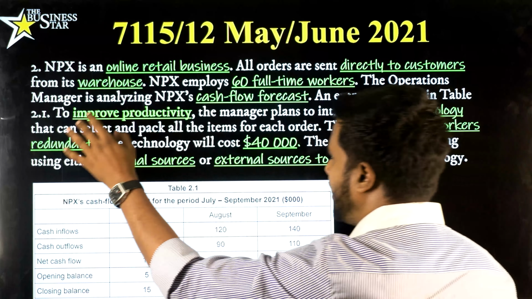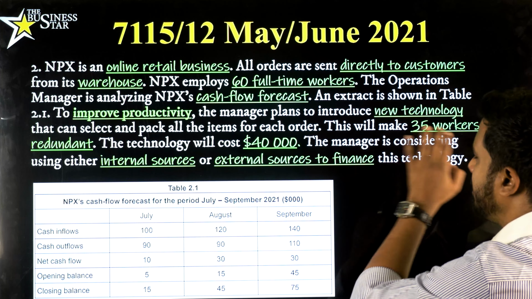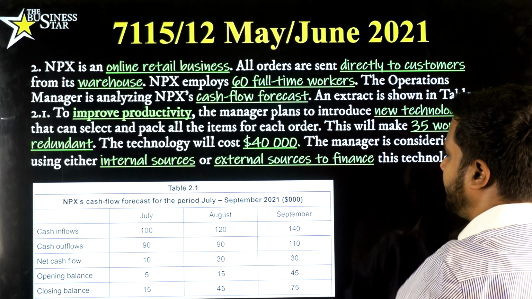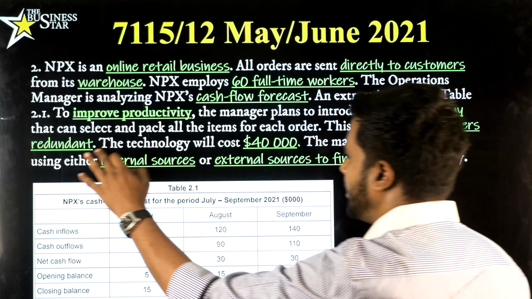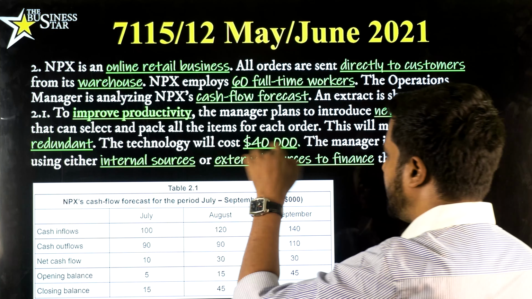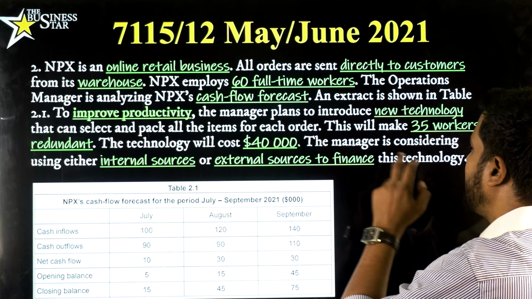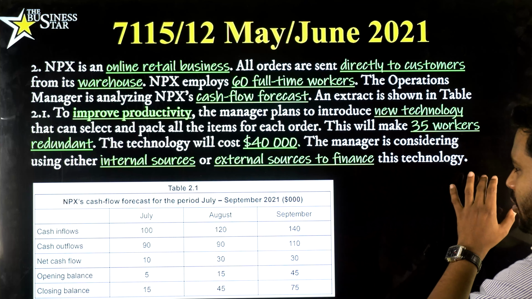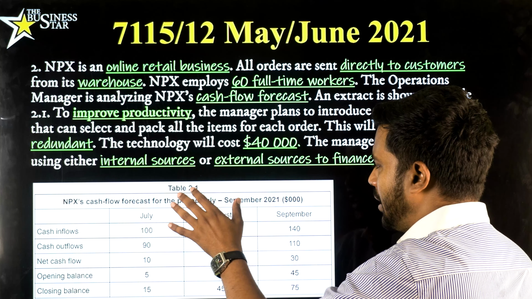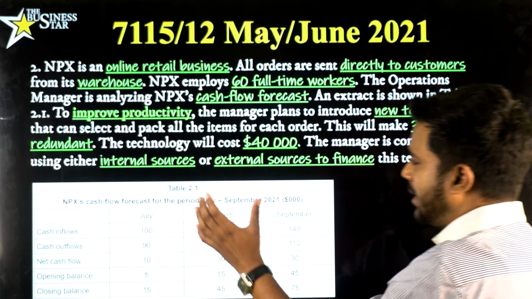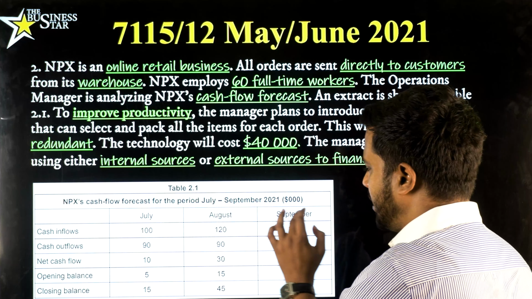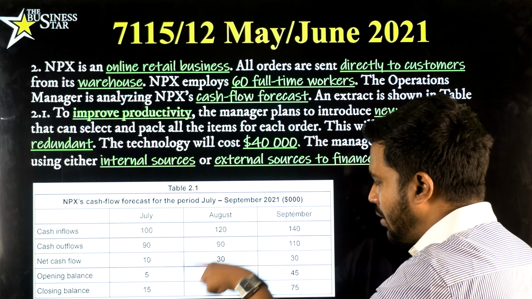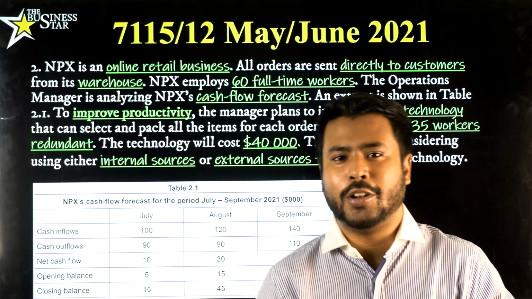To improve productivity, the manager plans to introduce new technology that can select and pack all the items for each order. This will make 35 workers redundant. The technology will cost $40,000, which is a lot of money. The manager is considering using either internal sources or external sources to finance this technology. So in table 2.1, we can see there's a basic cash flow forecast of July, August, and September. And remember, there are 3 extra zeros that we have to add over here if we need to solve any sums.